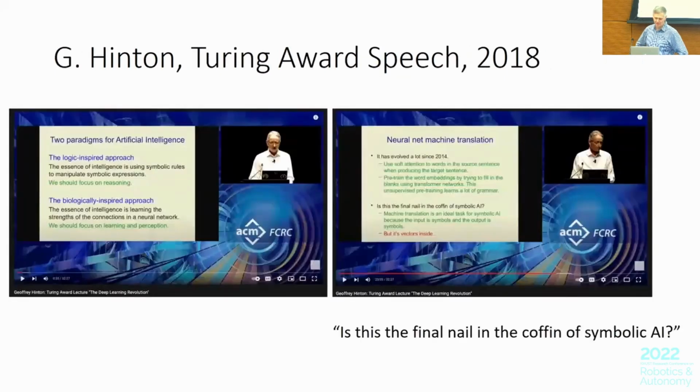And in 2018, you had this talk from Geoffrey Hinton at the Turing Award. And you can see here he tries to separate the logic-inspired approach, which is the symbolic analysis of languages, from the biologically inspired approach, which is what he's doing, deep learning. And during his talk, he says, okay, this is basically deep learning one, symbolic AI zero. So he said, is this the final nail in the coffin of symbolic AI? And during his speech, he says, yeah, symbolic has lost and there is only deep learning.